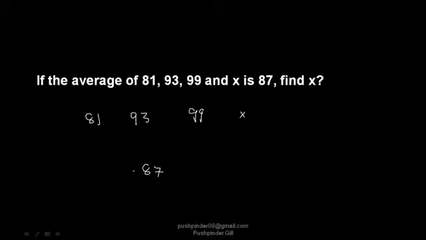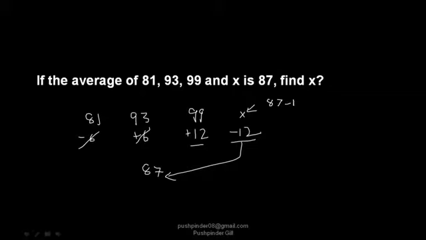Now let's see what deviations we have. How far is 81 from 87? Negative 6. How far is 93 from 87? Positive 6. And how far is 99 from 87? Positive 12. Now if you see, I am left with a deviation of positive 12. For me to cancel out everything, I should get a negative 12 here, isn't it? So that means this number must be 12 less than 87. That means this number must be 87 minus 12, that is 75.